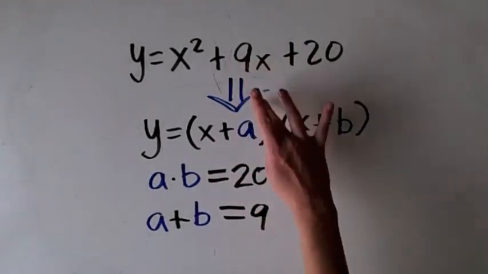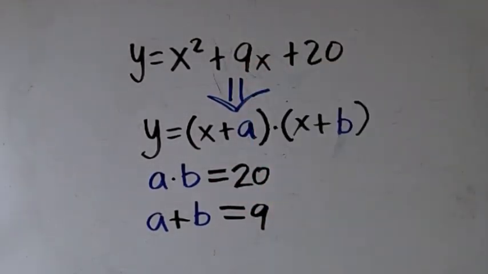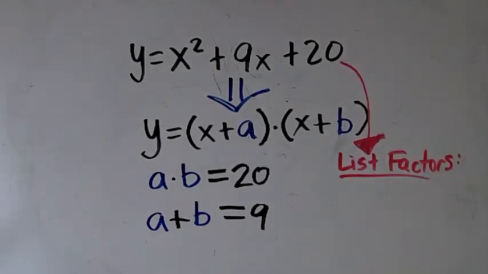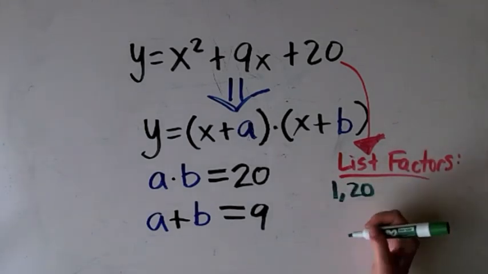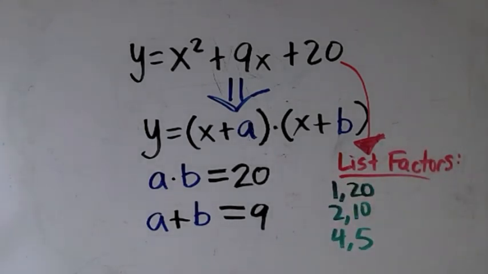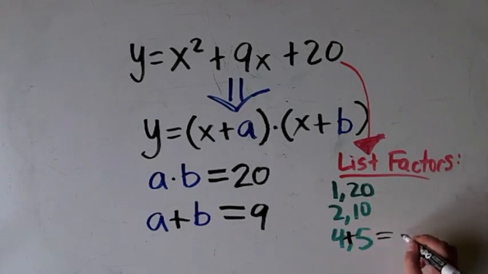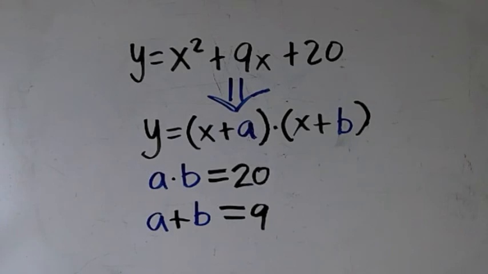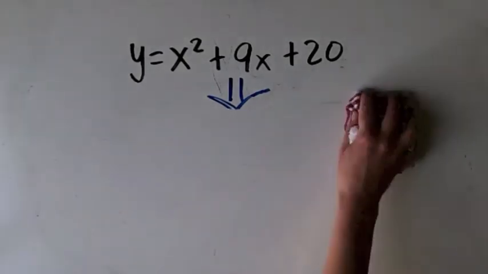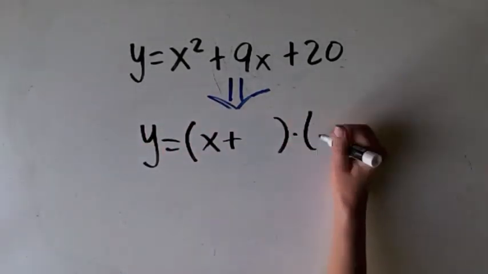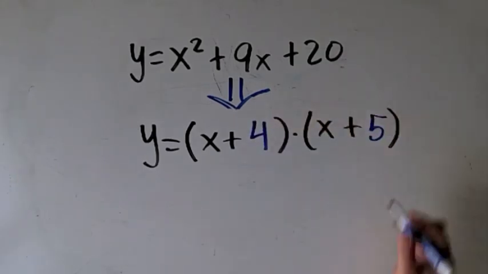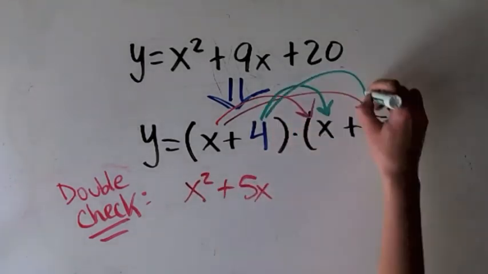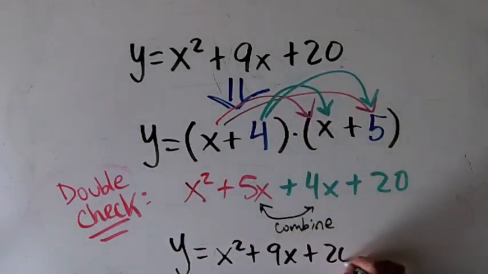To find these two such numbers, a good starting place is brainstorming all the factors of 20. When we do that, we get 1 and 20, 2 and 10, and 4 and 5. From these factors, I notice the only ones that also add to 9 are 4 and 5. This means the factored quadratic is y equals x plus 4 times x plus 5. I can double check by multiplying these factors out to confirm that yes, indeed, these equations are equivalent.